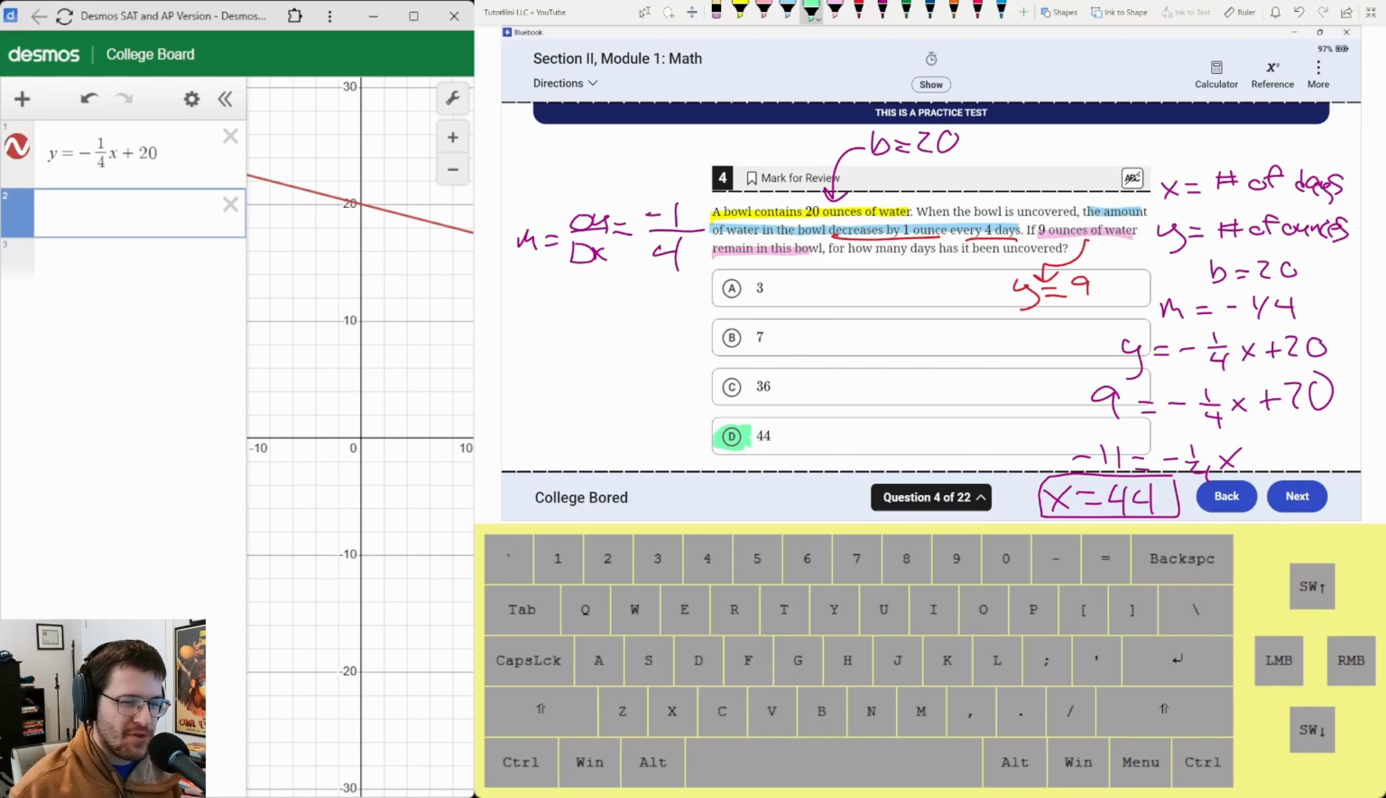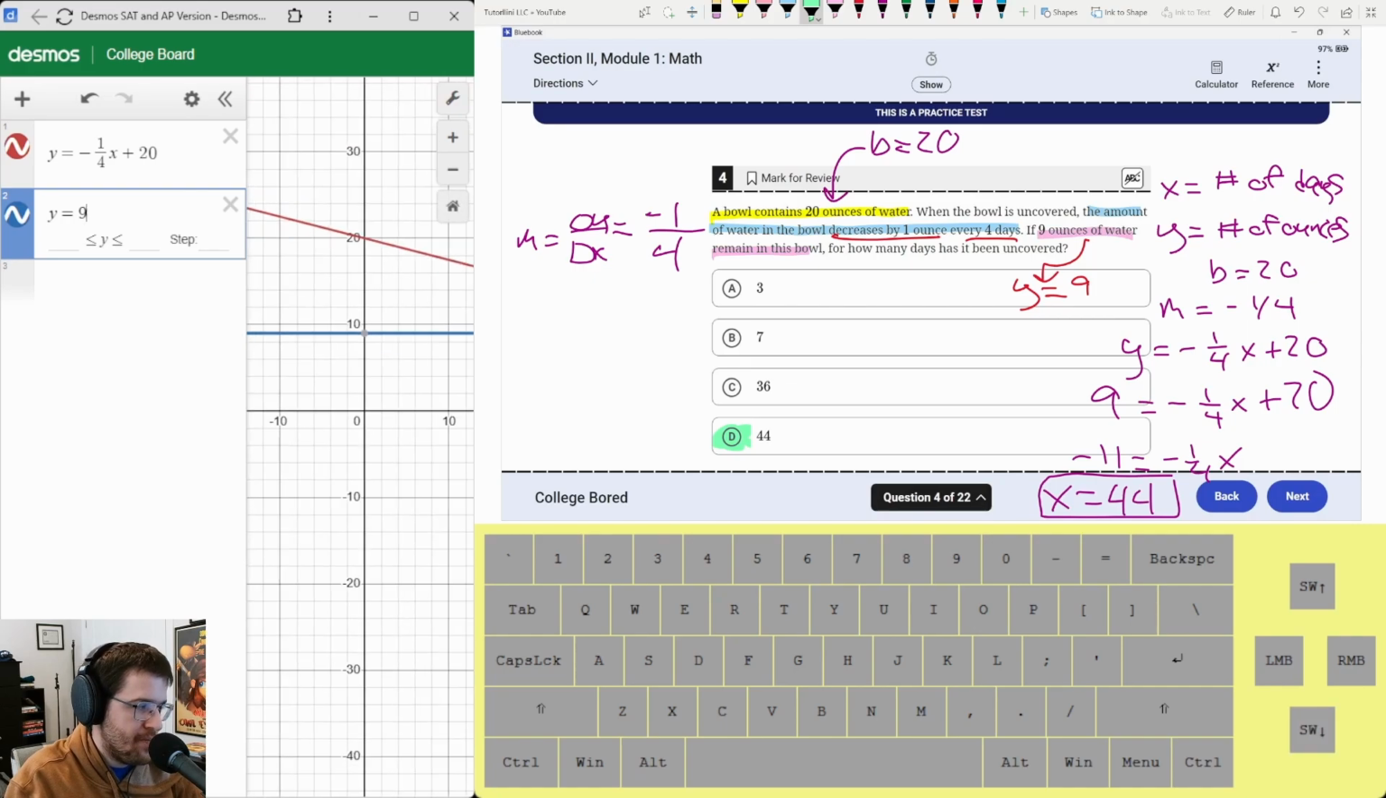So I don't think it's worth using regression or anything because they pretty much just gave us the slope and the y-intercept. But if you wanted to save a little bit of time on that last calculation, you could just type in the equation of the line and then type in y equals 9.